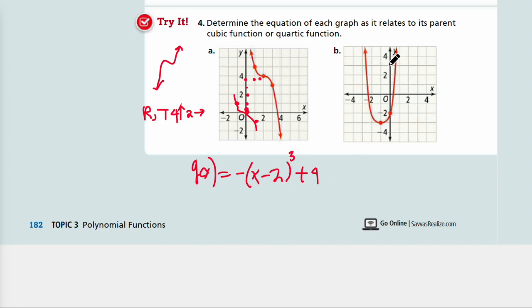That's it. And then part B, this is a quartic function. As you can see, it's an even function.